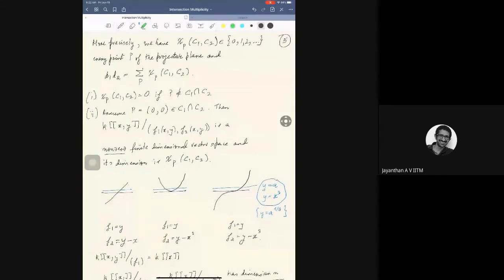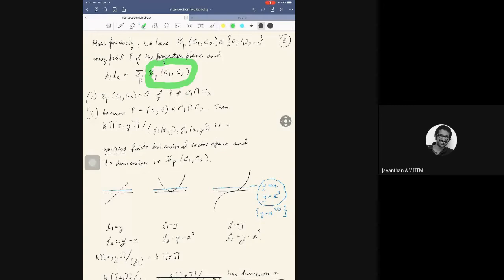So more precisely, this number is called the intersection multiplicity. What the theorem says is that to each point of intersection, there is a natural number called the intersection multiplicity of C1 and C2 at that point, which I am denoting with chi subscript P, C1, C2, the thing encircled in green right now. And when you add up all these numbers, you get D1 D2, the product of the degrees. So how do you compute this number?